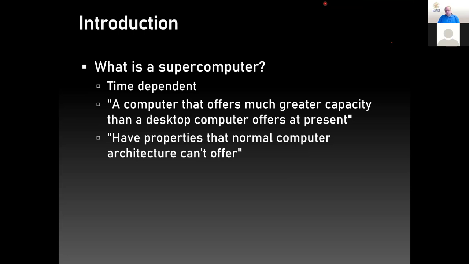So I usually use the term: a computer that can offer much greater capacity than a desktop computer at present, or has properties that a normal computer architecture can't offer. The first point is performance. For example, you need to perform a parameter study like you do in this course, but you have 10,000 things to do, and on a single computer it would take you a month. Another case is that you need a lot of memory. You have a model that is extremely huge, big data, and you want to load it into the computer and analyze it in memory. That is also a supercomputer property, something you can't do on your workstation or laptop.